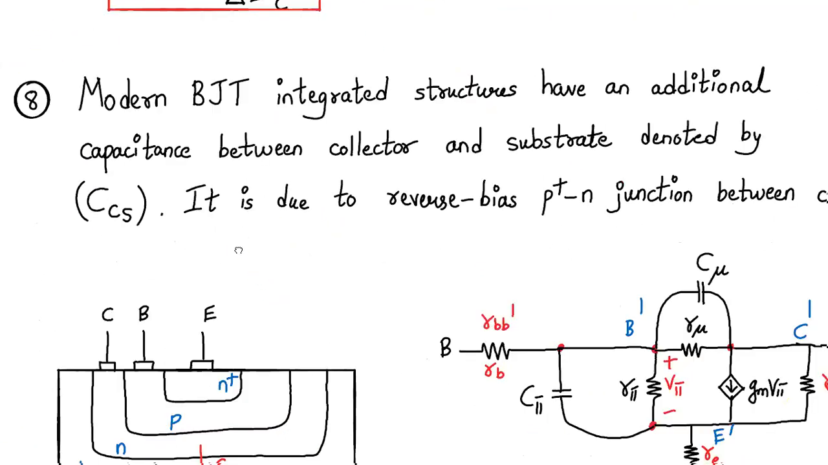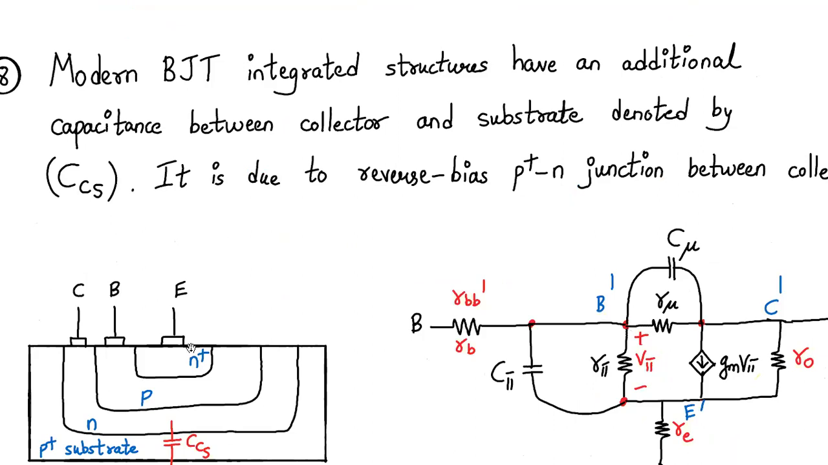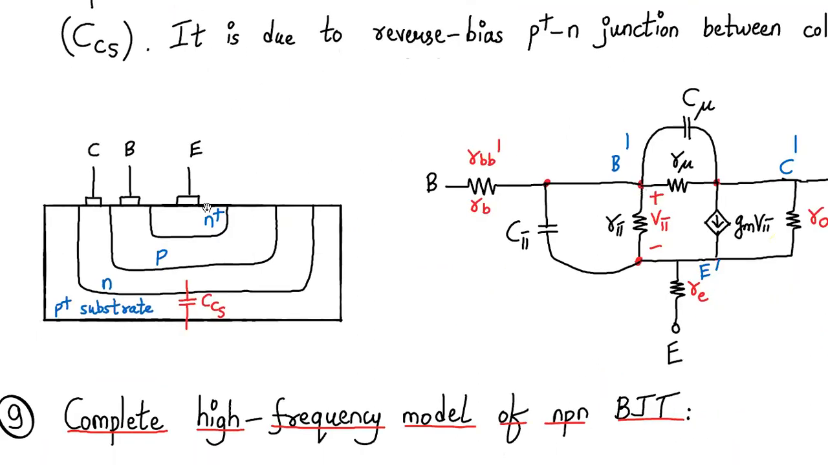So the eighth one. In case of modern BJT structures, there is an additional capacitance connected between the collector and the substrate, which is denoted by CCS. As you can see over here, there is a substrate in the integrated structure of a BJT. This is NPN, and we have a P silicon substrate. So this P plus substrate and the N region over here are also reverse biased, because normally the P silicon substrate is connected to the ground.